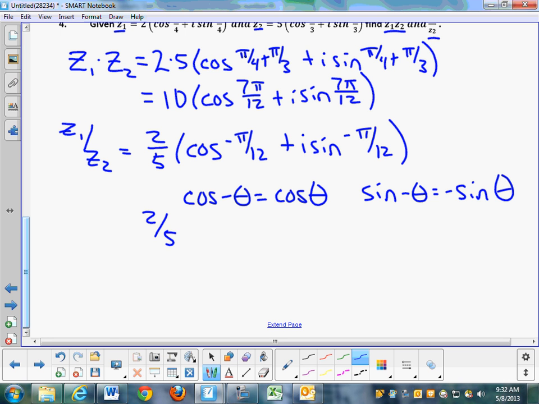So we go 2/5 times, we can just leave the cosine of pi over 12. We can leave that alone. And we'll go minus I sine of pi over 12. And that way we don't have a negative theta value, which we don't like to have. That's it. That's trigonometric form.